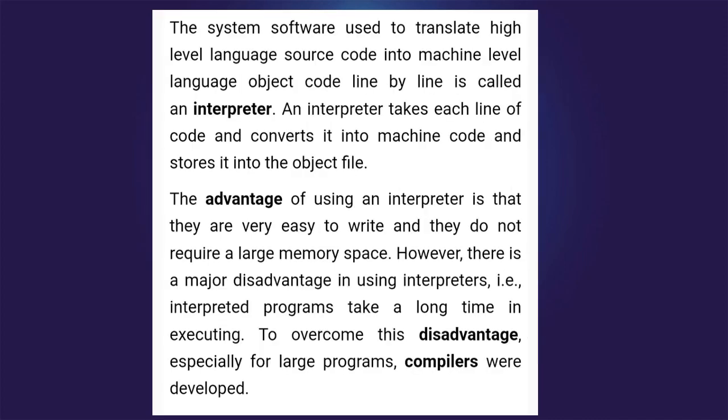This led to development of high-level languages that were easy to understand due to resemblance of commands to English language. System software used to translate high-level language source code into machine-level language object code line by line is called an interpreter. An interpreter takes each line of code and converts it into a machine code and stores it into the object file. The advantages of using an interpreter is that they are very easy to write and they do not require a large memory space. However, there is a major disadvantage in using interpreters. For example, interpreted programs take a long time in executing. To overcome this disadvantage, especially for large programs, compilers were developed.